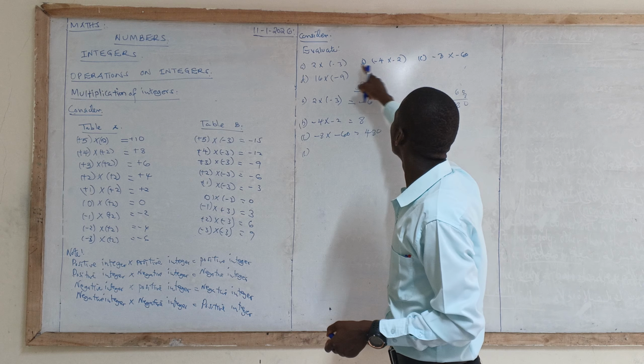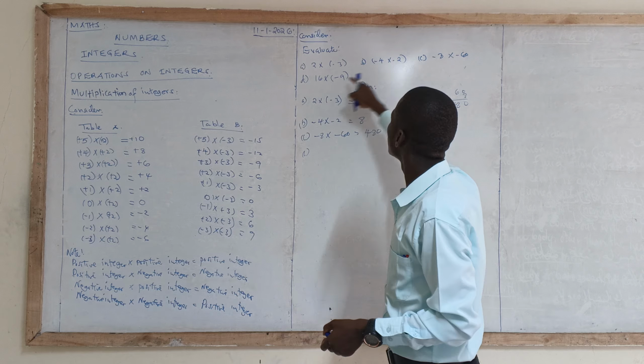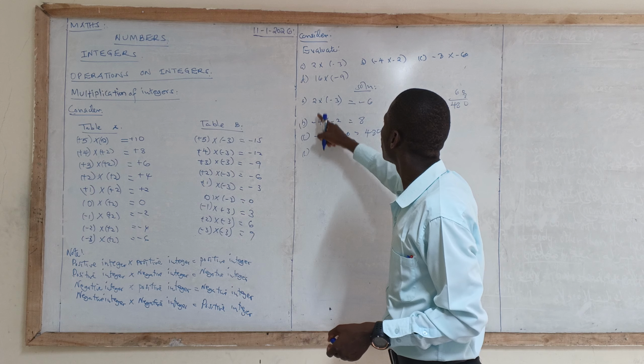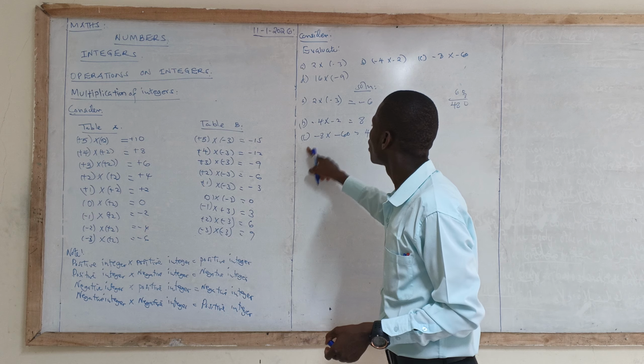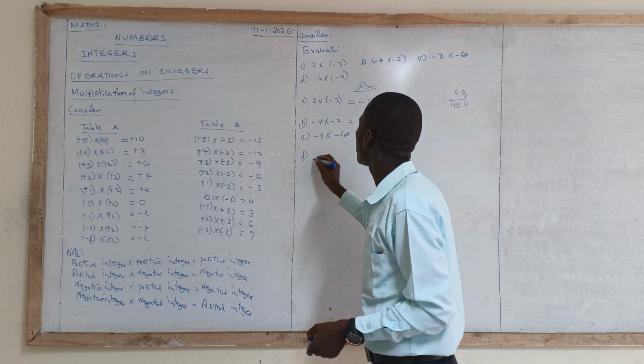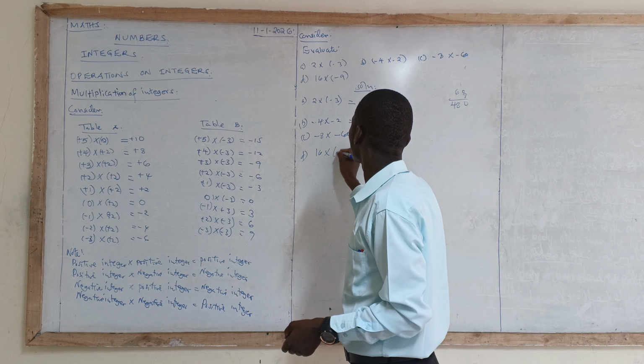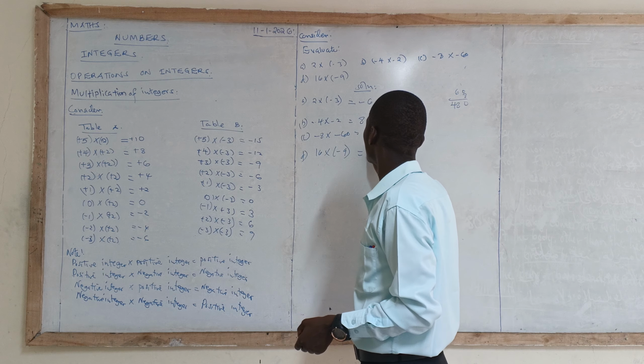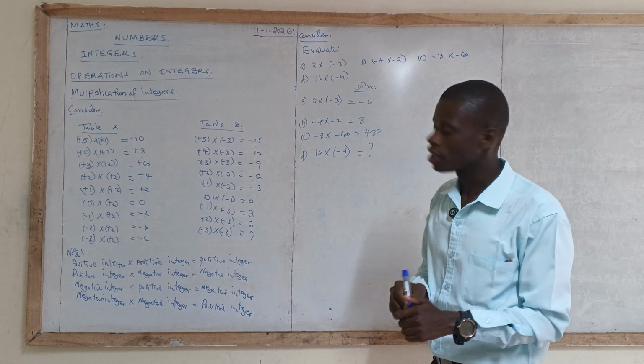So I have A, B, C. Then I have D now. D, what do you have? 16 times negative 9. What's the answer? 16 times negative 9.